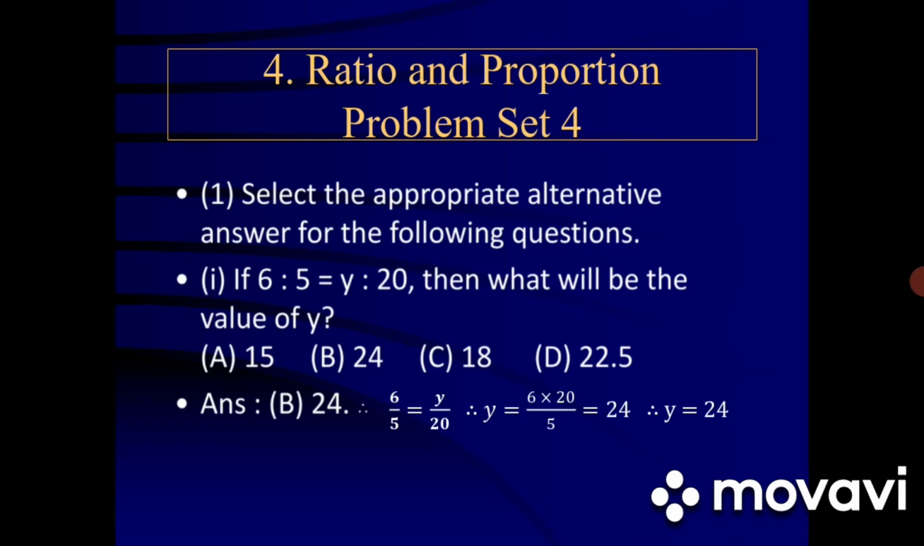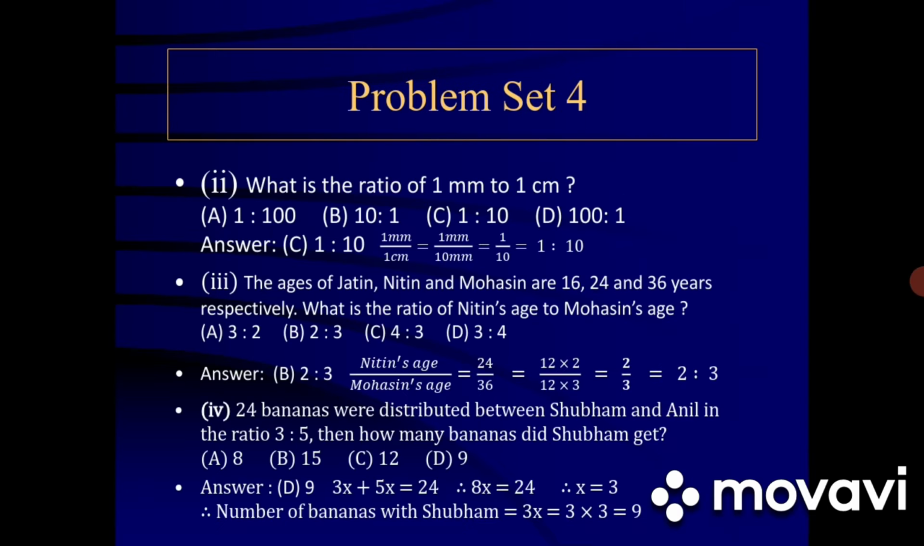Subdivision 1. If 6 is to 5 is equal to y is to 20, then what will be the value of y? Solution: 6 upon 5 is equal to y upon 20. Therefore, y is equal to 6 into 20 upon 5, and that is equal to 24. Therefore, y is equal to 24. Therefore, our answer is option B, 24.